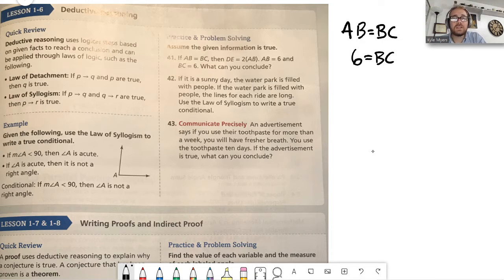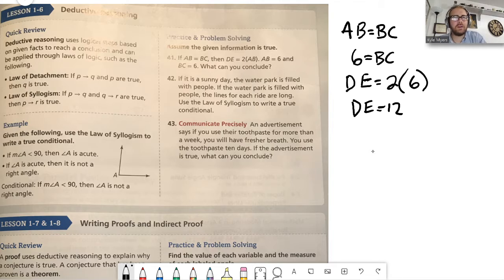Okay, cool. So then DE equals 2AB. Well then DE equals 2 times AB, which is 6. I just substituted a 6 there instead of an AB. So that means DE must be 12. Right? Not too crazy. You just kind of plug it in. All right, so that's the answer to 41.